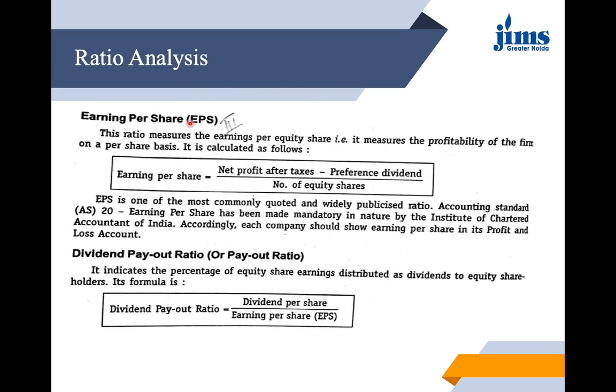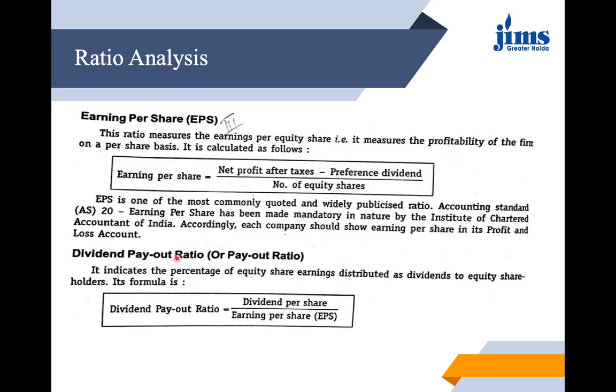Further, we have EPS, that is earning per share. We can straight away come to the formula: net profit after taxes minus the preference dividend, because that is something that we need to give out, divided by the number of equity shares, to find out the EPS. You must remember that Accounting Standard 20 mentions EPS, and it is mandatory in nature by ICAI, because each company should show its EPS in its P&L account.